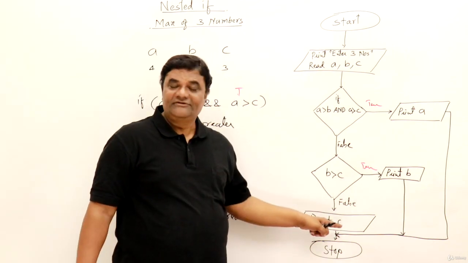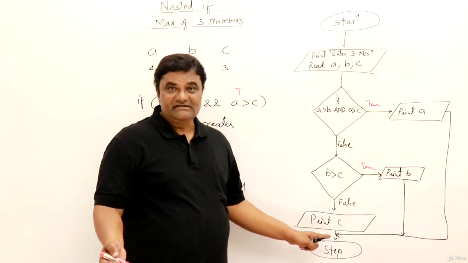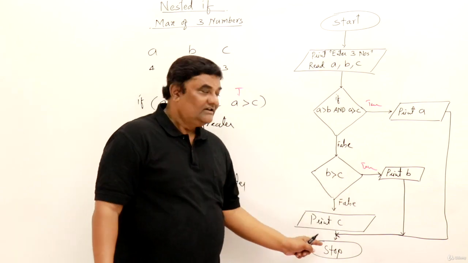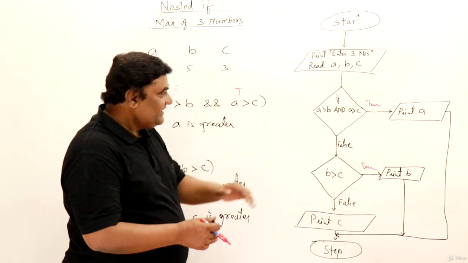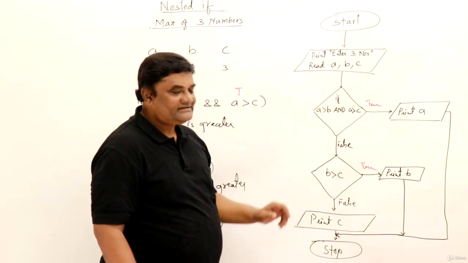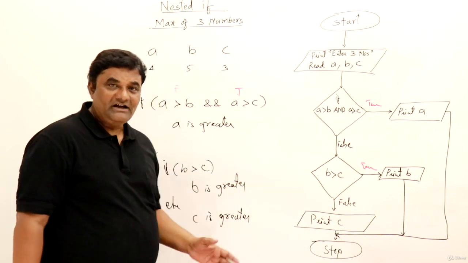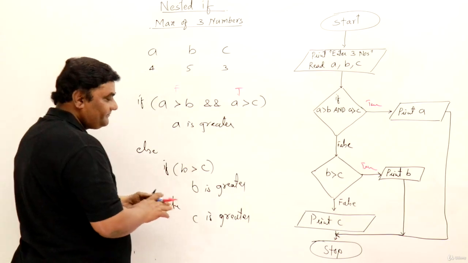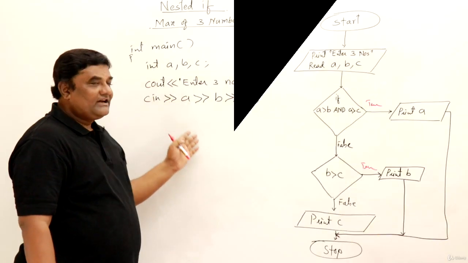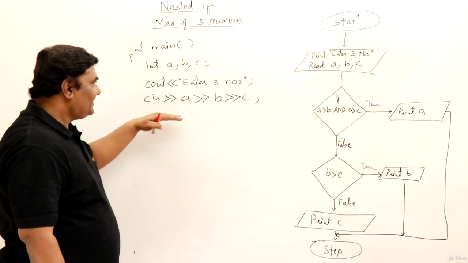Else, if not, then who is greater at last? C is greater, and stop. So there are two conditional statements, then again a conditional statement. So let us see how to write this in a C++ program. So I will write a program here. So here is a program. I have a main function already written partially.